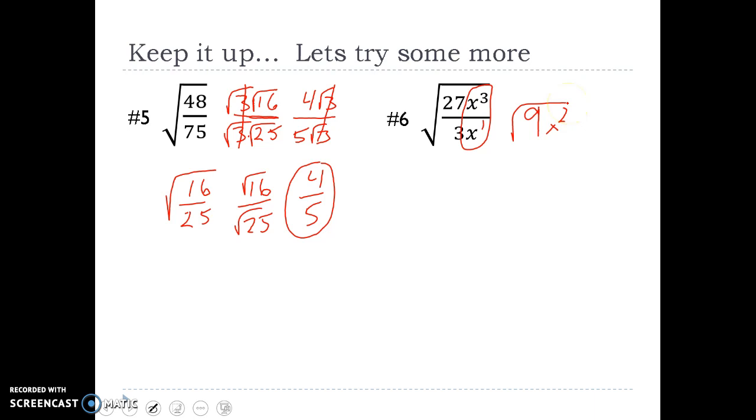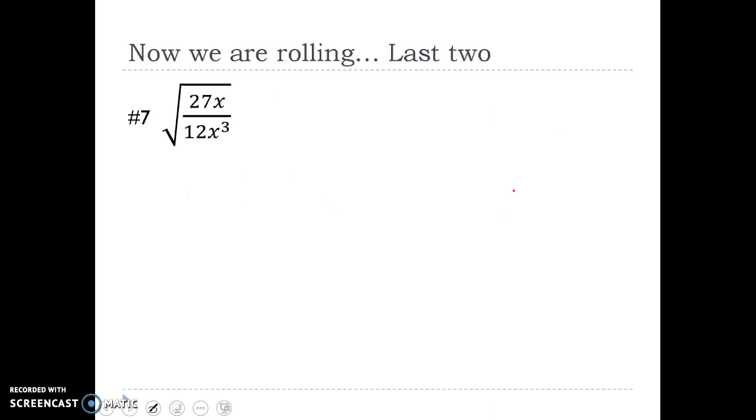And so the square root of 27x to the third over 3x is the same thing as the square root of 9x squared. And what's the square root of 9? Well, that's 3. And the square root of x squared, that's just x. And so my answer is 3x for number 6. Let's move on here and take a look at number 7.